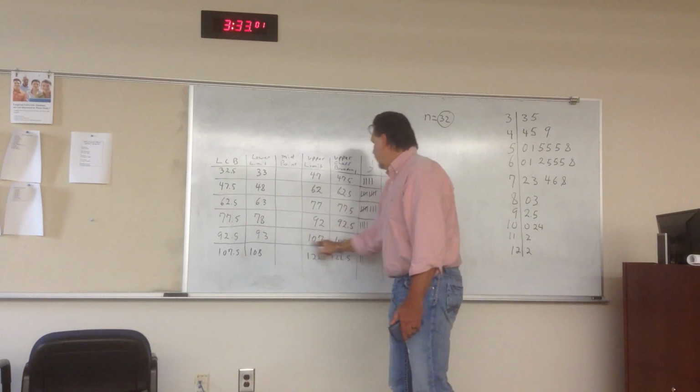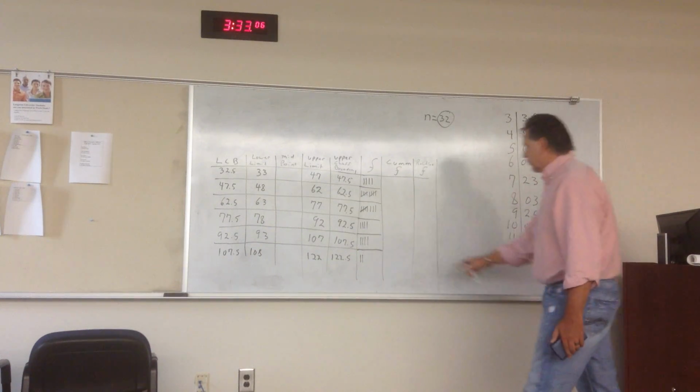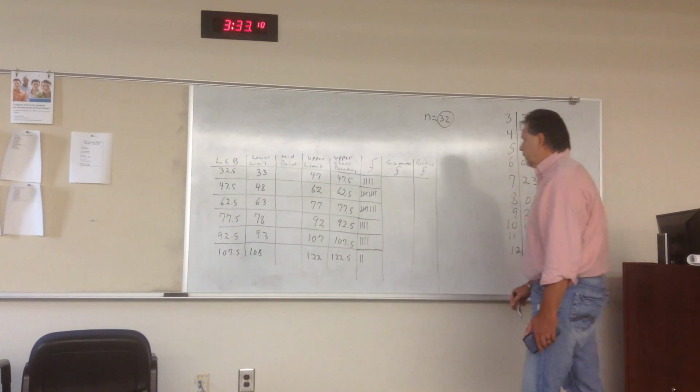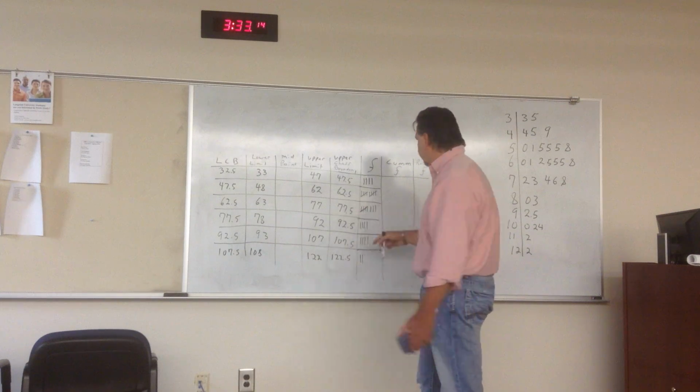Okay, and then 93 to 107. I've got 1, 2, 3, 4, that was correct. And then 108 to 122. I've got 1 and I've got 2. So now I'm going to add these up again and see if I've corrected my mistake.